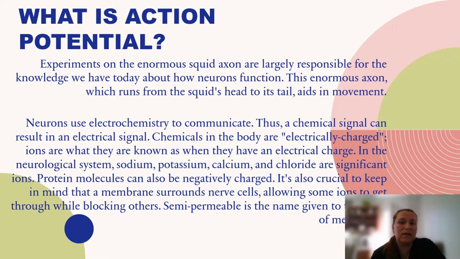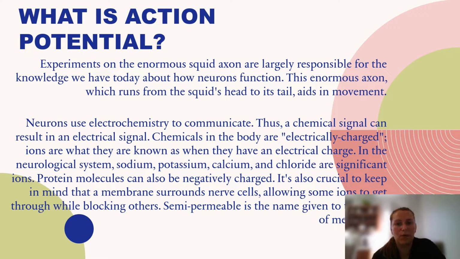So neurons send messages electrochemically. It means that chemicals cause an electrical signal. Chemicals in the body are electrically charged. When they have an electric charge, they are called ions. The important ions in the nervous system are sodium and potassium, both having one positive charge. Calcium has two positive charges, and chloride has a negative charge. There are also some negatively charged protein molecules.